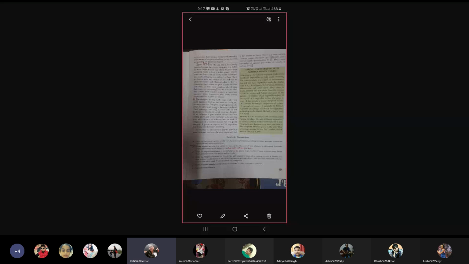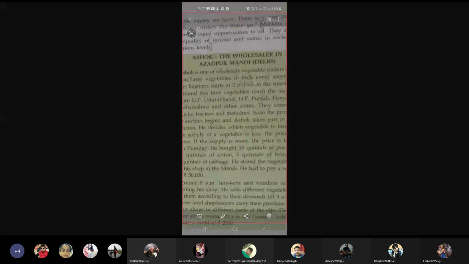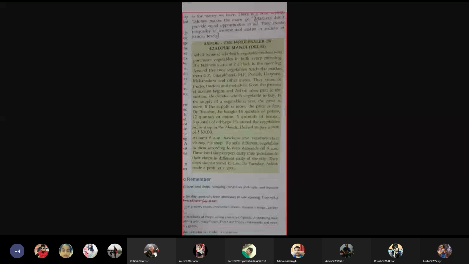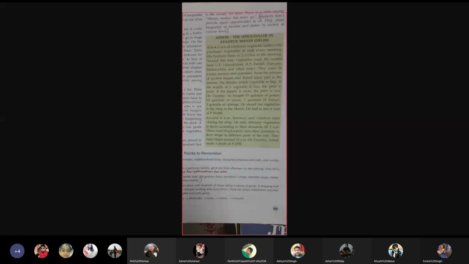So whether we are sellers or buyers placed in these different markets, the most important fact is the money we have. There is a wise saying, money makes the mare go. Now, markets don't provide equal opportunities to all. They create inequality of income and status in society at various levels.